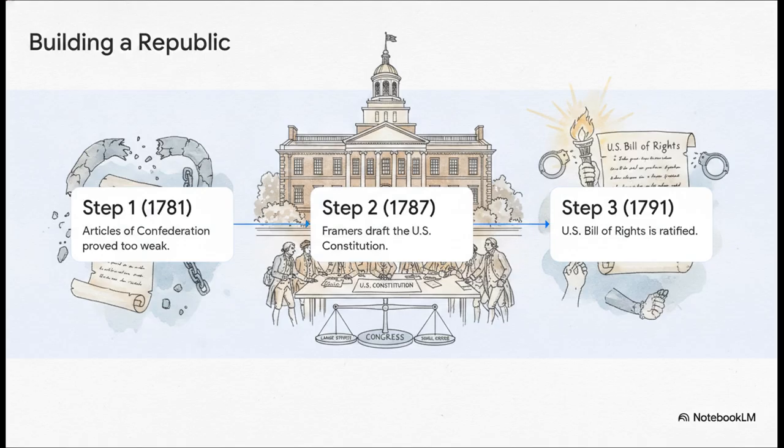So, in the summer of 1787, 55 delegates locked themselves in a room in Philadelphia for the Constitutional Convention. Framers like James Madison and Alexander Hamilton drafted a brand new U.S. Constitution. They resolved massive disputes between large and small states through the Great Compromise, creating a two-chamber Congress. Finally, to ensure this new, stronger government didn't end up crushing individual liberties, James Madison drafted the U.S. Bill of Rights, officially ratified in 1791.